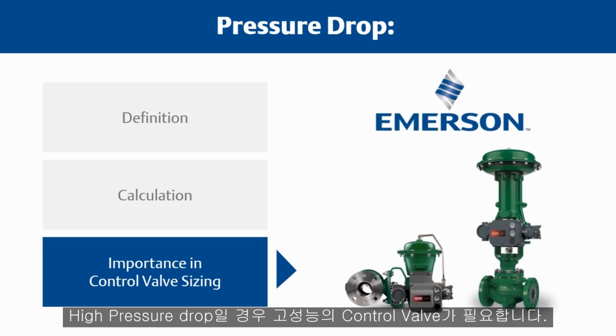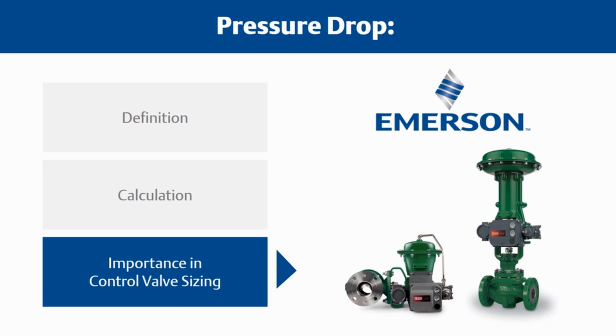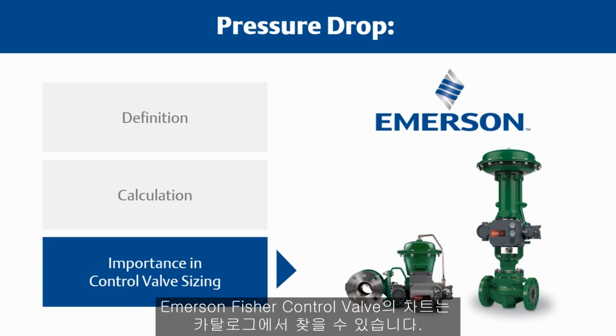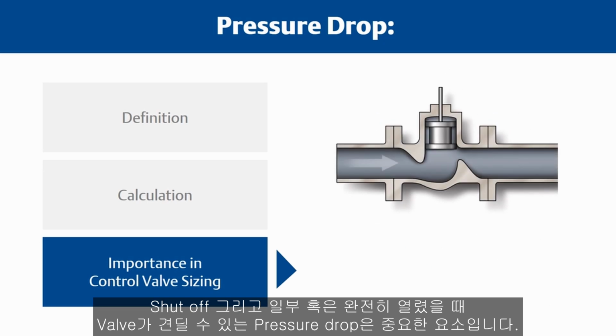Higher pressure drops generally require highly engineered control valves for good performance. Control valve manufacturers publish charts with maximum pressure drop limits for their control valves. The charts for Emerson's Fisher control valves can be found in their product bulletins. The maximum pressure drop a control valve can tolerate at shutoff or when partially or fully open is an important selection criteria.